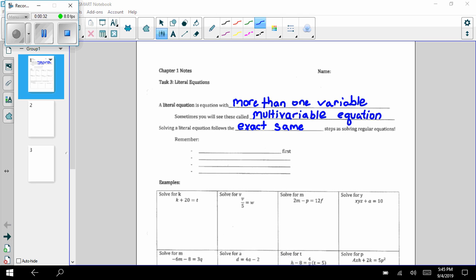So think back to task 1 and 2 when we were solving equations. If you recall, we would get rid of the fractions first, and we would also get rid of parentheses. So whichever one was in the equation, we would get rid of each of those first. Then we would add or subtract. Our next step is multiply or divide. And then lastly, we would take care of the square roots.